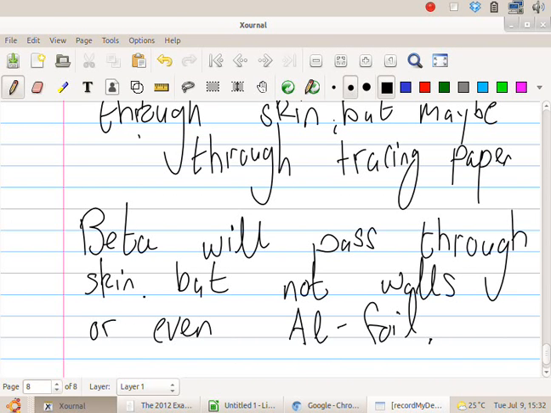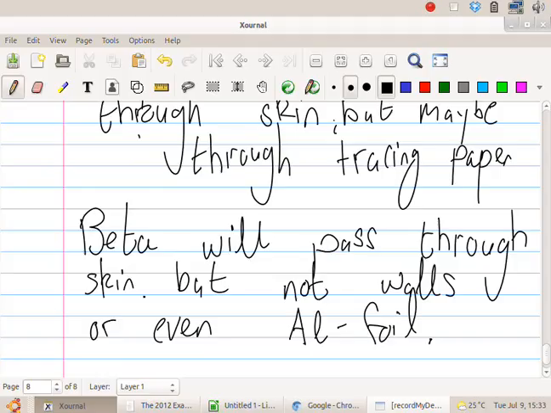Alright, so just to recap, alpha will not go through skin, so that makes it okay for people to be around, although you don't want to be around it all the time. Because if you have a cut or something, or if you inhale it, it's really bad. If it's in the air in dust or something. If you inhale or ingest alpha contaminated food, it's really bad for you. Of alpha, beta, gamma, alpha is probably the worst one if it gets inside you.